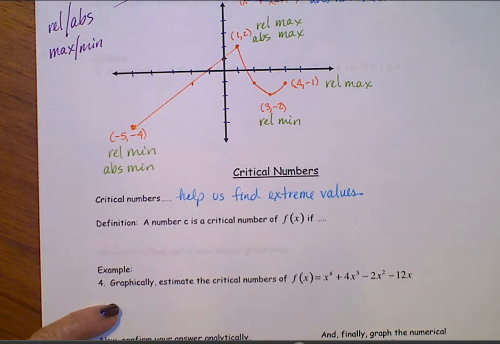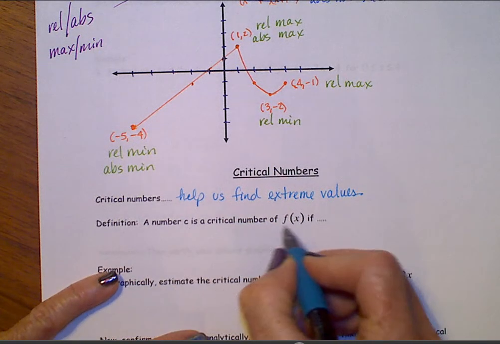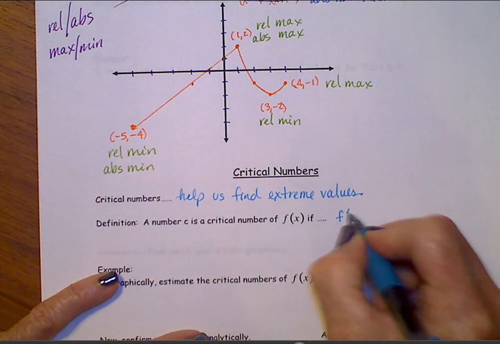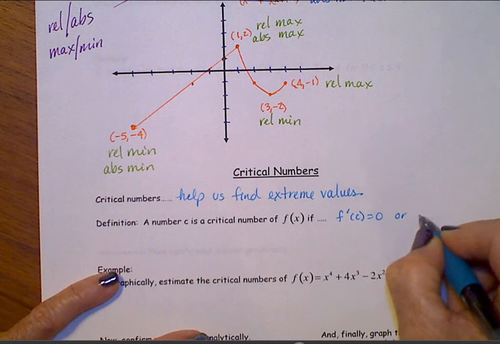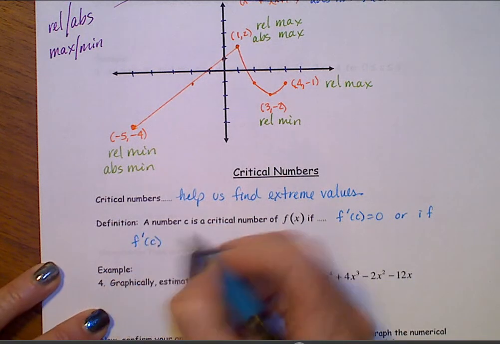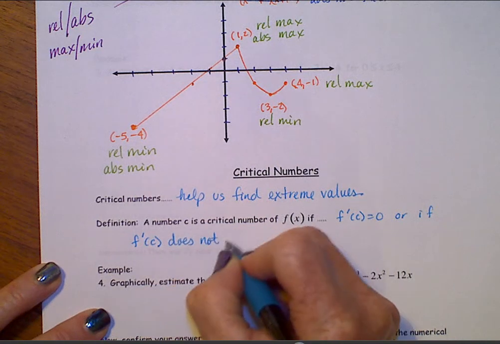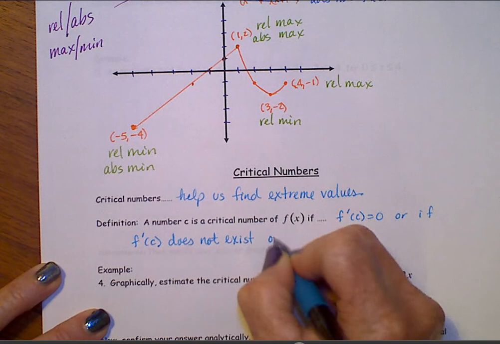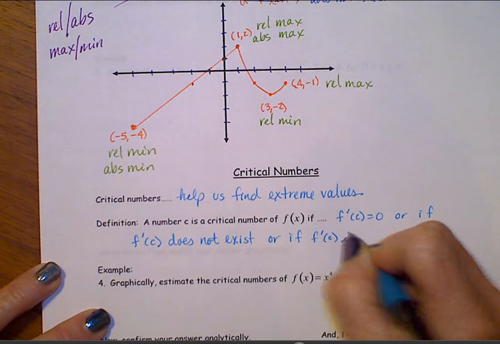The definition of a critical number is the following. A number C is a critical number of f of x if f prime at C is equal to 0, or if f prime at C does not exist, or if f prime at C is undefined.